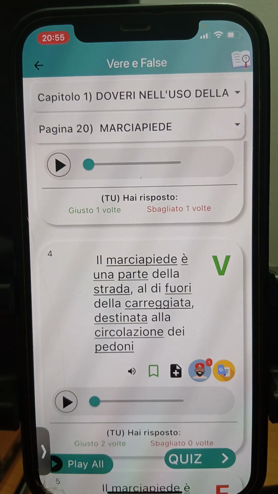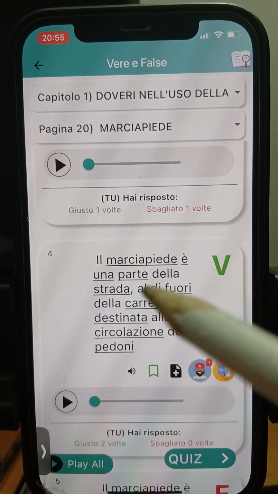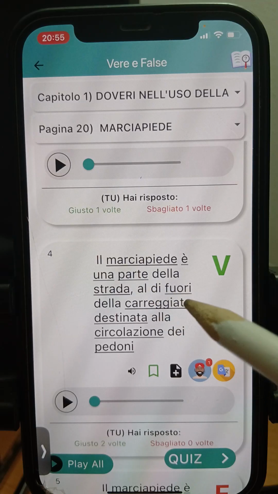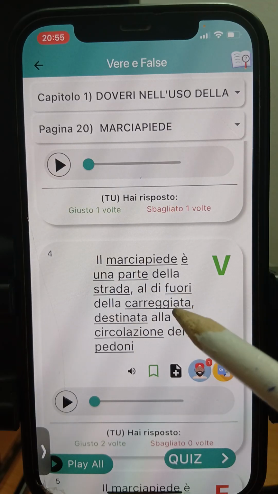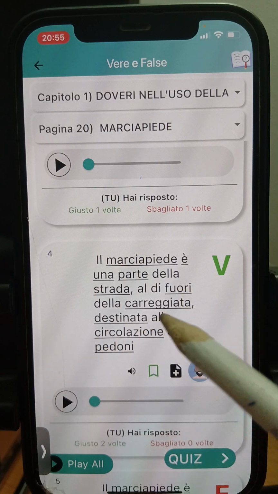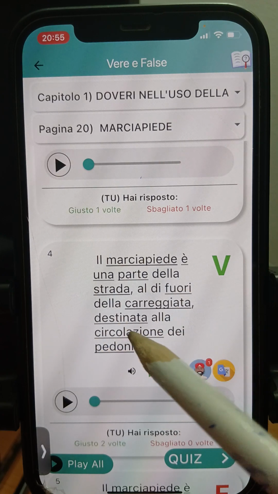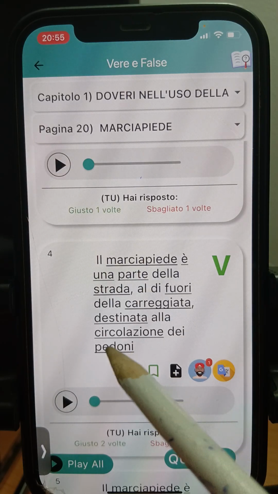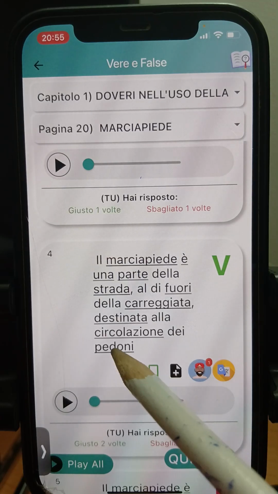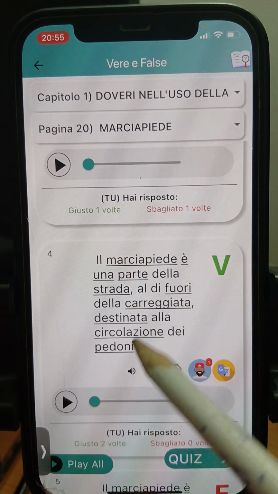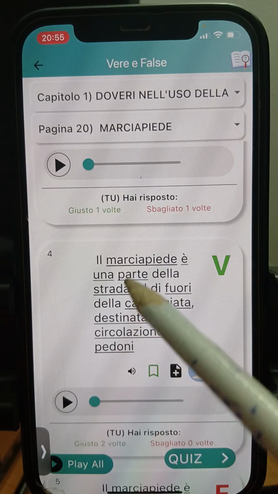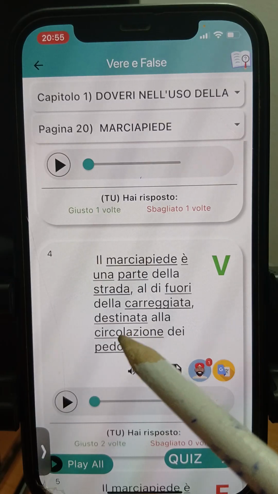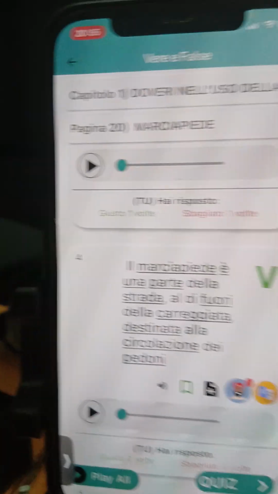Now, number 4 is telling us that il marciapiedi è una parte della strada. It is part of what? The road. Okay, and outside the what? The carriageway. Fuori della carreggiata means outside the carriageway. Destined for what? For the circulation of what? Pedestrians. They keep it for me and you who use our legs to walk. This place is meant for me and you that are using our legs to walk by the side of the road.